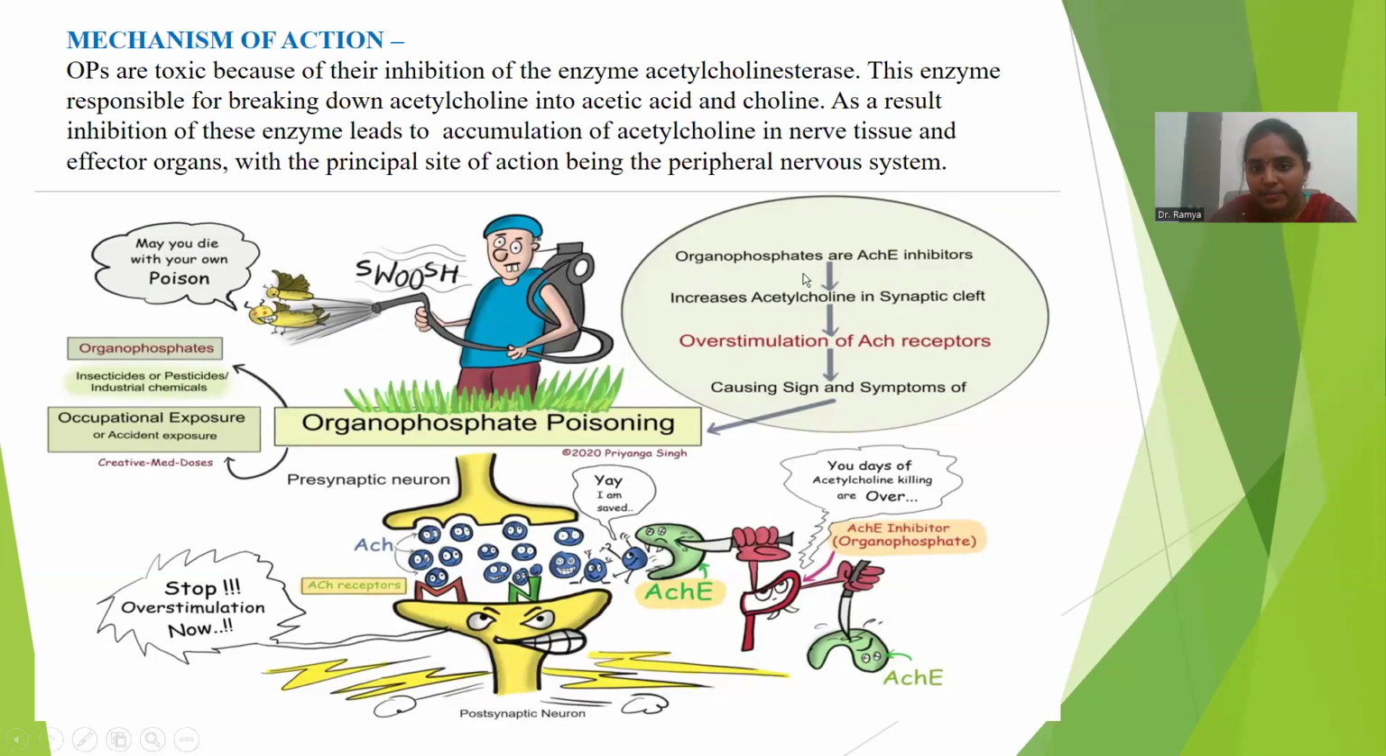See here, organophosphates are acetylcholinesterase inhibitors, so there is accumulation or increase in acetylcholine in the synaptic cleft. So, overstimulation of acetylcholine receptors causes signs and symptoms of organophosphate poisoning. So, what are the toxic features? Till now, we have seen the mechanism of action, how it gets affected. From the mechanism of action, now we are going to clinical features or toxic effects.